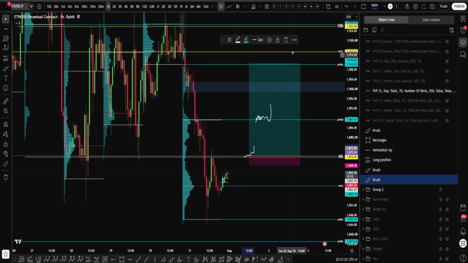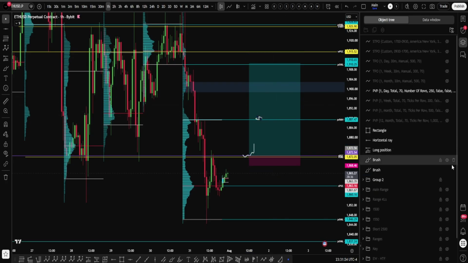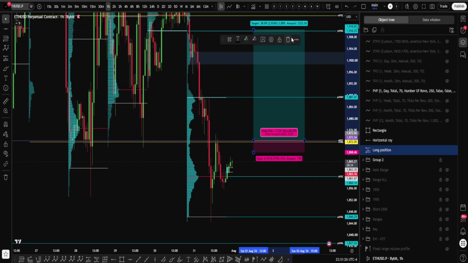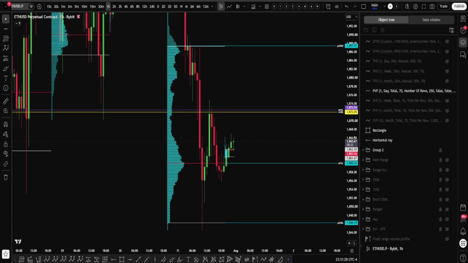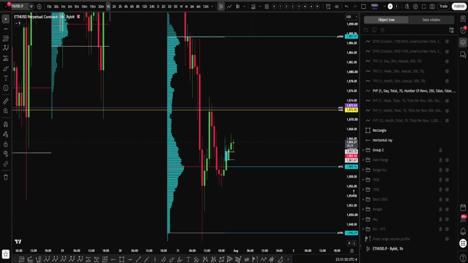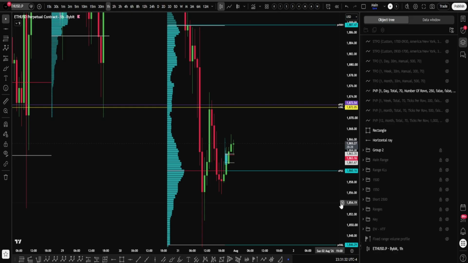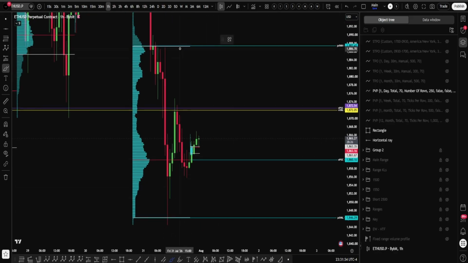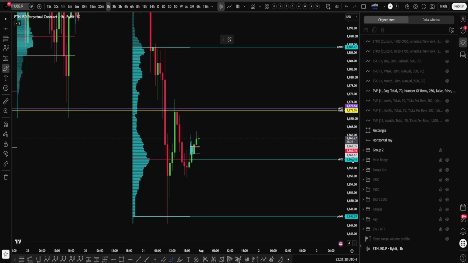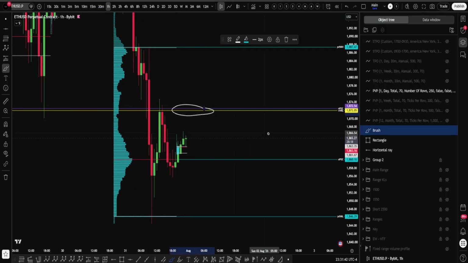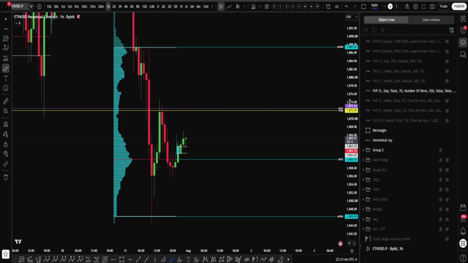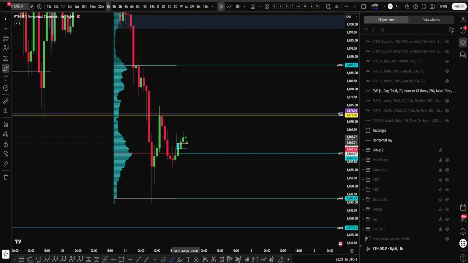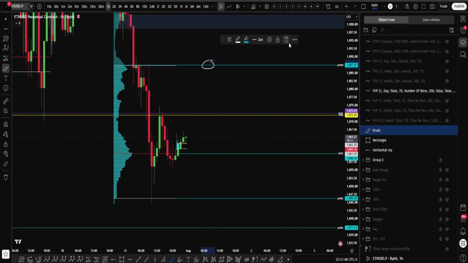Even though we are above our previous day POC, I'm not going to be targeting this previous day value high, because on the monthly and weekly chart there is great resistance really close to us. So there is no reason for me, for right now at least, to be targeting the previous day value high.